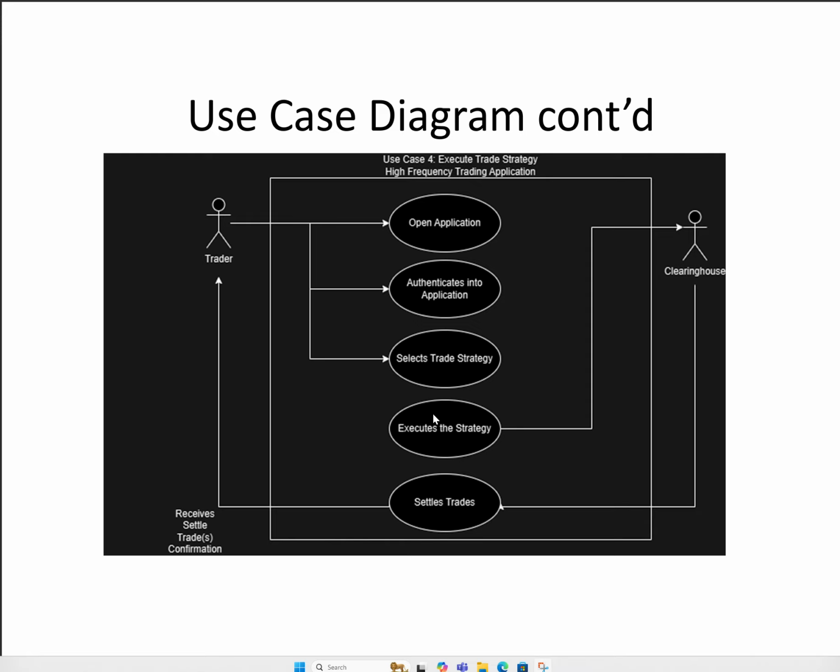So for executing a trade strategy, going through opening, authenticating, selecting your trade strategy, executing it, settling it through the clearinghouse, and receiving a respective settlement confirmation.